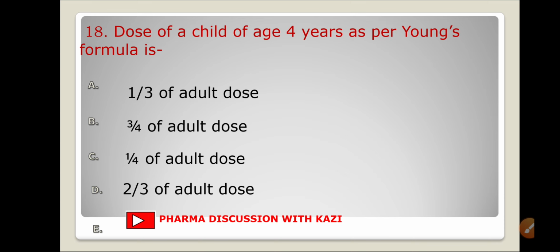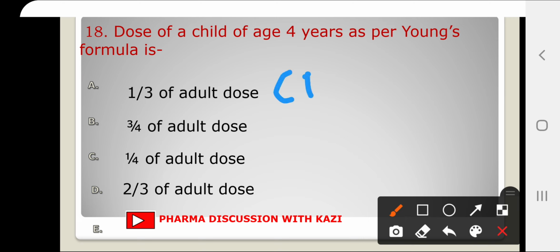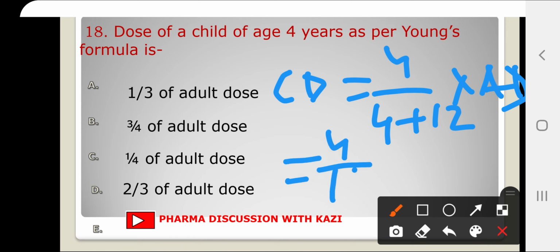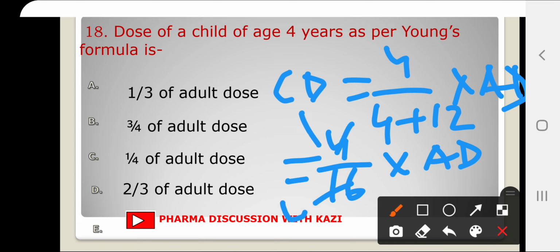Next question. Dose of a child of age 4 years as per Young's formula is? According to Young's formula, CD equals age in years divided by age in years plus 12 into adult dose, equals 4 divided by 16 into adult dose. After minimizing 4 and 16, it will be 1 by 4. So the correct answer will be C, that is 1/4 of the adult dose.